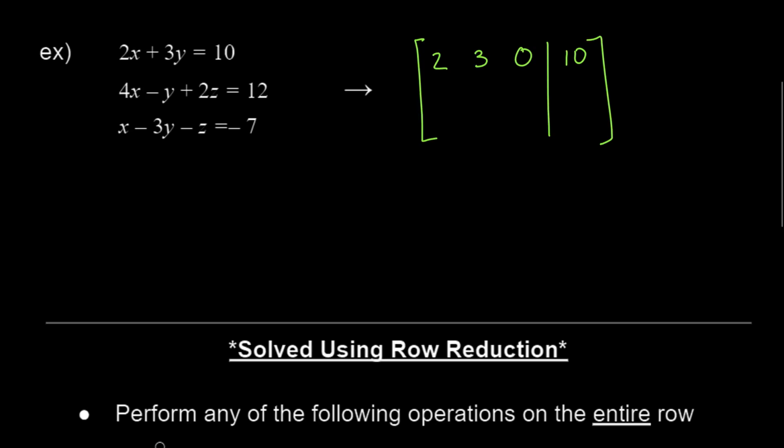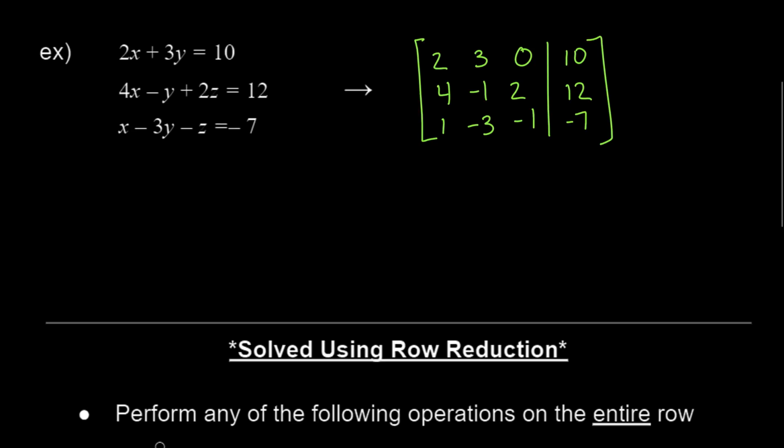So on the second equation, the coefficient on the x is a 4. And the coefficient on the y is a -1. See, it's minus y, so there's an invisible 1 there. So it's -1. And the coefficient on the z, and what it's equal to. And the coefficient on the x of the third equation. 1. And the coefficient of the y. And the coefficient of the z. Good.